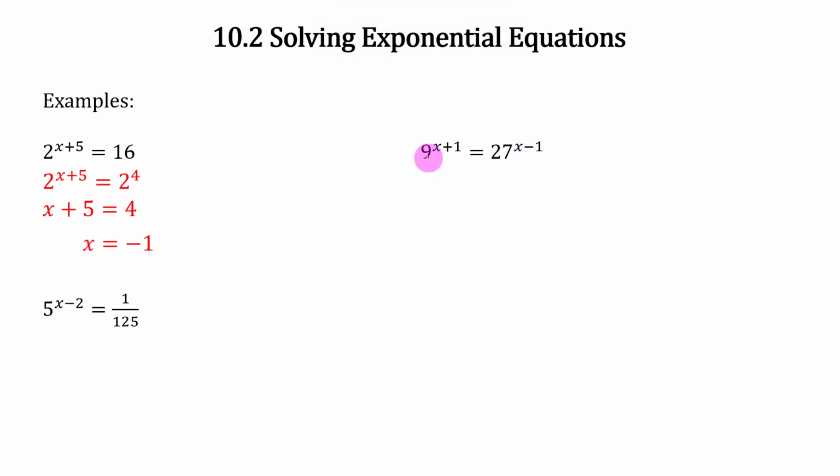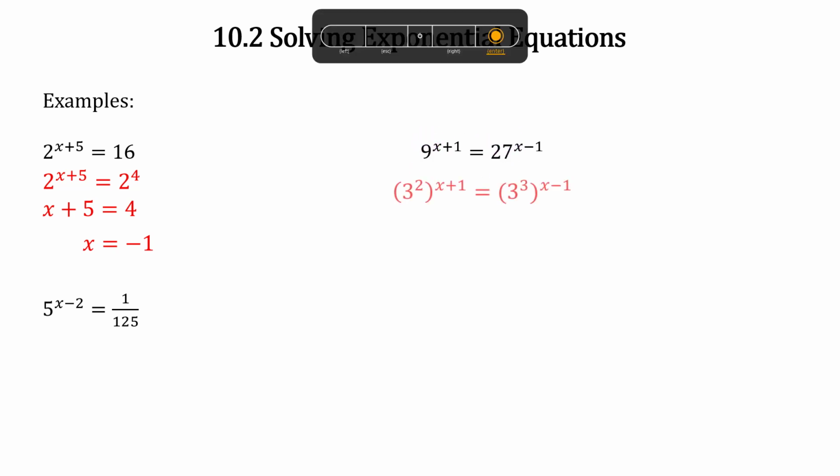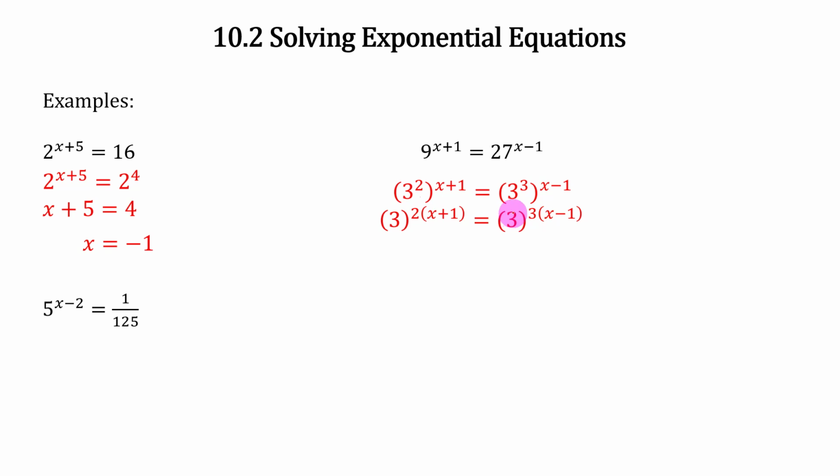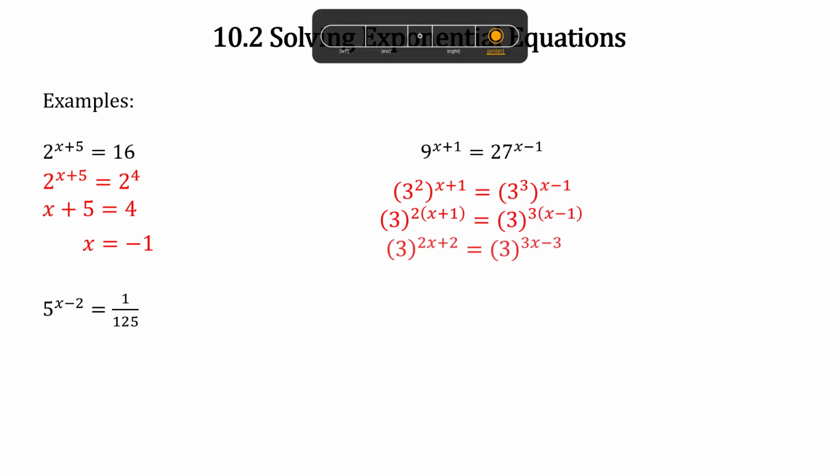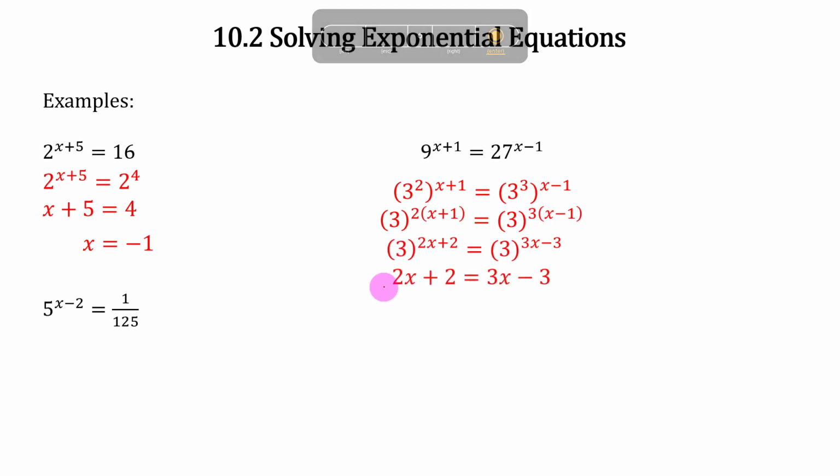Over here, I'm going to have to do it to both of them. This is 3 squared. This is 3 to the 3rd. So now I'm going to have to do my distribution: 2x plus 2, 3x minus 3. Now I've got that, set the exponents equal to each other. I'm going to subtract 2x and add 3. Get x is 5.